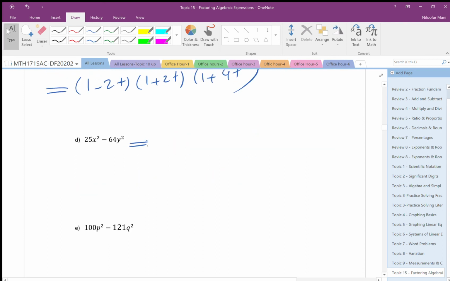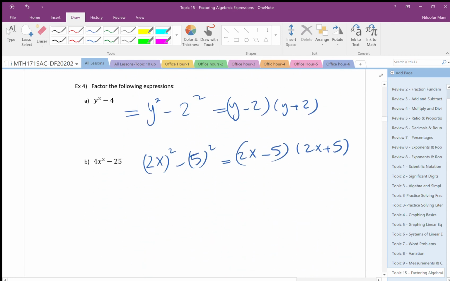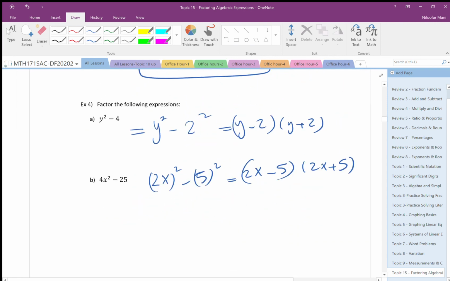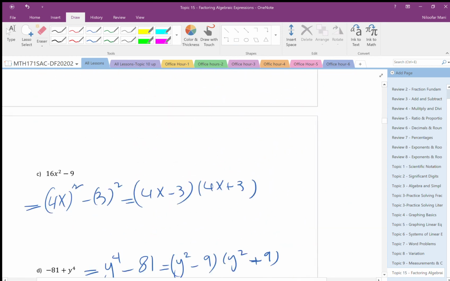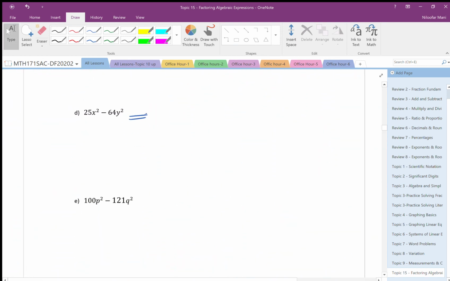So how about here? Equals. Did I use equals for all of them? Yes. Okay, so equals here, and equals here. Otherwise it won't be correct mathematically. So here it is 5x minus 8y multiplied by 5x plus 8y.